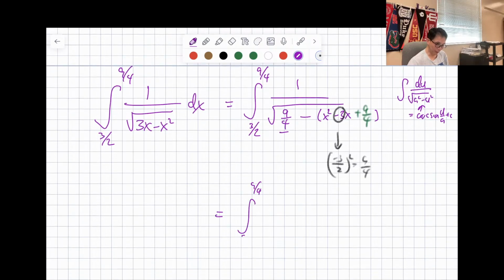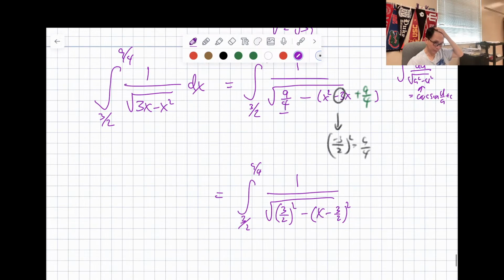9 over 4, 3 over 2. This is 1 over the square root of, well, this is obviously 3 over 2 squared. And this is obviously x minus 3 over 2 squared. I factor it, and the factor is really easy. Just put it right here. You can use the box method. You're going to get the same thing.